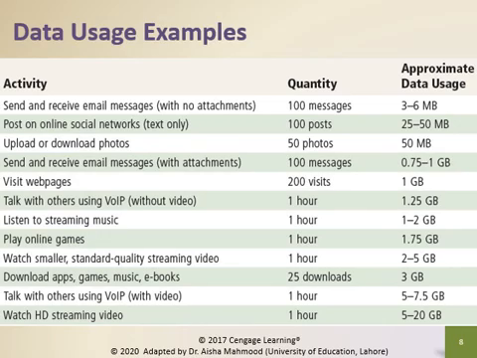This table shows approximate data usage for various internet activities. As you can see, when you send and receive email messages without any attachment, 100 messages would occupy 3 to 6 MB. If you post on an online social network, for example, you just post a text, for 100 posts, the size of the data would be 25 to 50 MB. When you upload or download photos, for 50 photos, it's approximately 50 MB.